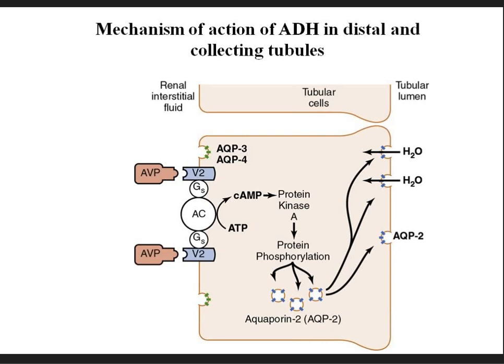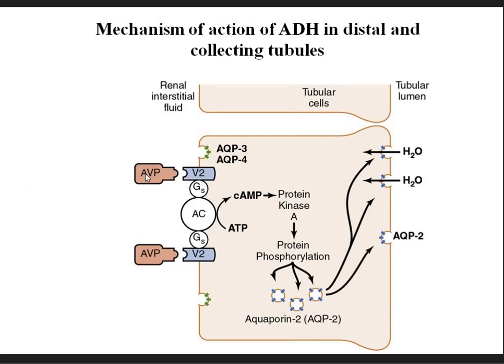How does it cause this effect? It is explained in this figure. I hope you remember the other name of ADH. What is antidiuretic hormone also known as? It is known as vasopressin, or we can say arginine vasopressin. AVP written here is arginine vasopressin, which is another name of ADH. You can see on the basolateral surface of the renal tubular cell, there are receptors present for ADH to act. These are G protein coupled receptors.